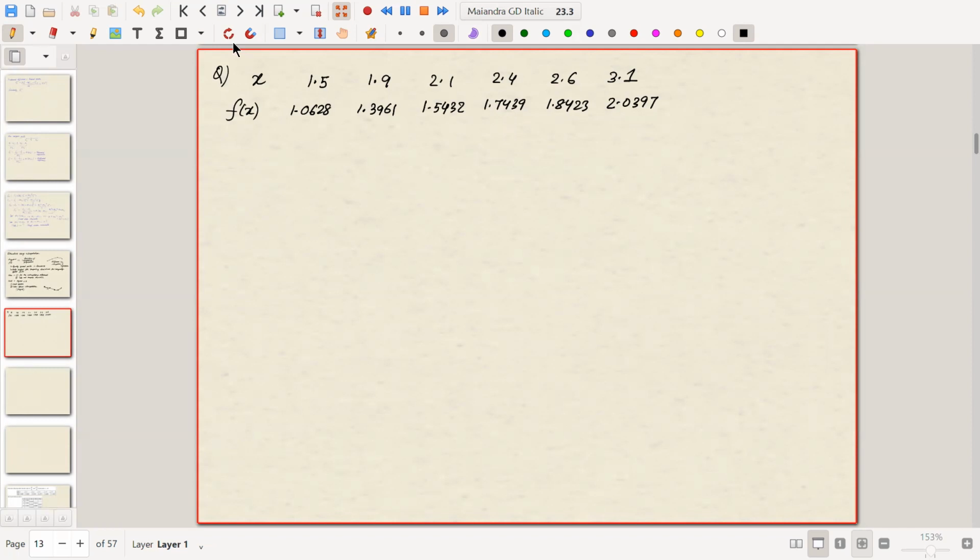There we defined a step size h or delta x. The step size is defined as the second point minus the first point. But if you see here, you have 1.5, 1.9. The difference between them, then 1.9, 2.1. The difference between them is 0.2. So it's not equispaced. So what kind of things can we apply? We can use interpolation.